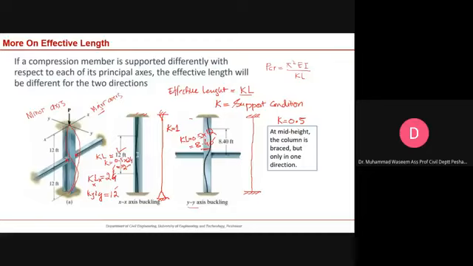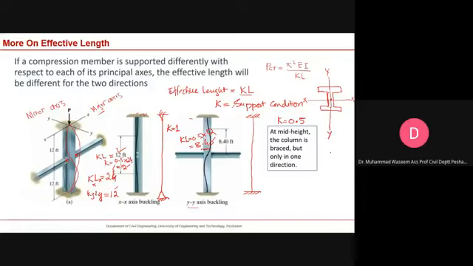So the point of showing this slide is that we might have a situation in the structure where a member is braced in one direction and not in the other. Let me go into the detail. We have a wide flange section, like this, and load is applied somewhere here. There are two types of axes, the x-axis and the y-axis. The x-axis is the major axis and the y-axis is the minor axis.